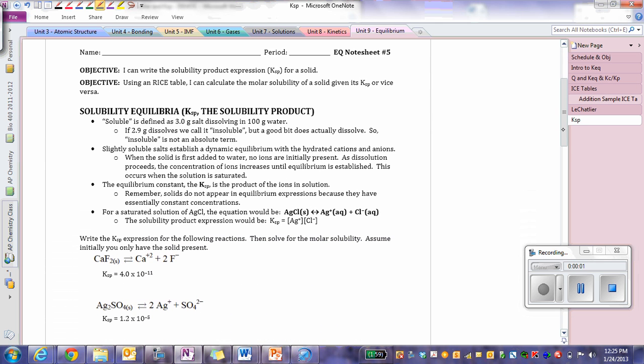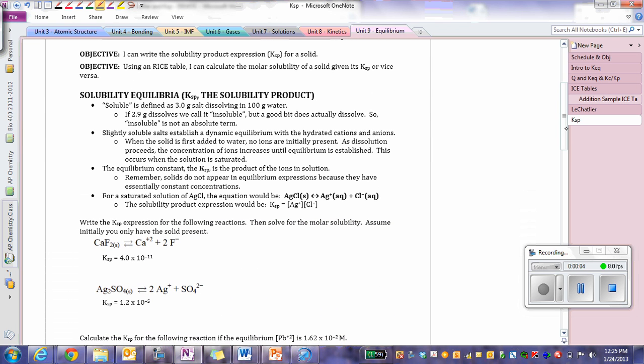specific type of equilibrium expression that has to do with solubility. Okay, and it's just called KSP.